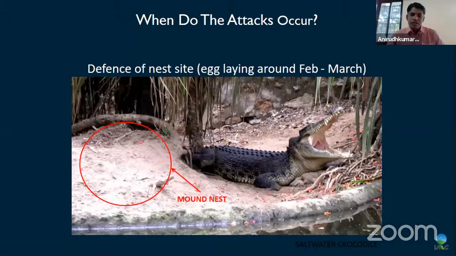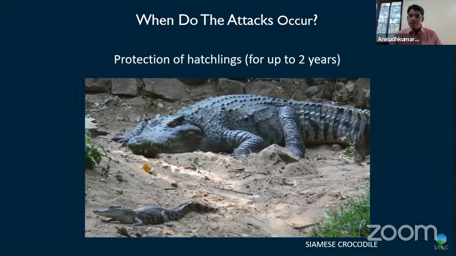So now there is a conflict. Why do crocodiles attack? Of course, during the breeding season, when there is nesting, they become aggressive to protect the nest. When the babies come out of the eggs, the hatchlings, the parents become really aggressive to protect them, for at least 2 years. People have seen them protecting their juveniles, babies, for at least 2 years.